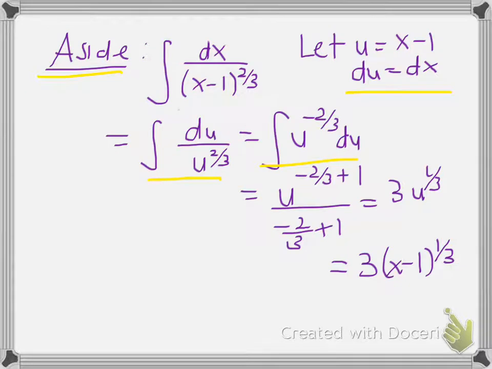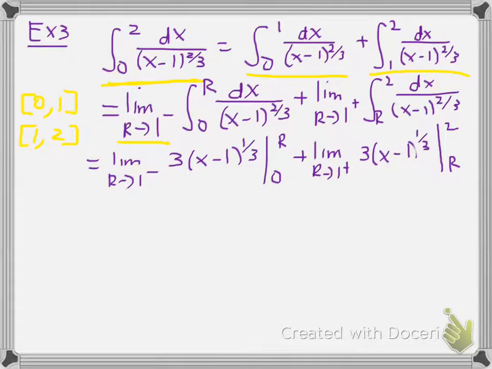Okay, before we get to that answer, I just have an aside. This is just a quick review of the antiderivative. So we look at the integral of dx over (x minus 1) to the 2/3. We use u substitution: u equals x minus 1, du equals dx. So then we get the integral of du over u to the 2/3, and we know we can rewrite that as the integral of u to the negative 2/3. So using the power rule for integrals, that'll give us u to the negative 2/3 plus 1, over negative 2/3 plus 1, and that simplifies to 3 times u to the 1/3. And of course, rewrite that back in terms of x. So that's what our indefinite integral becomes.